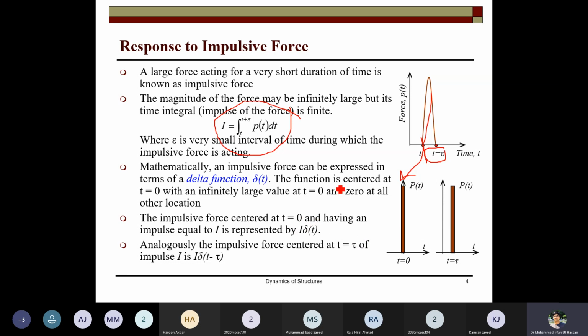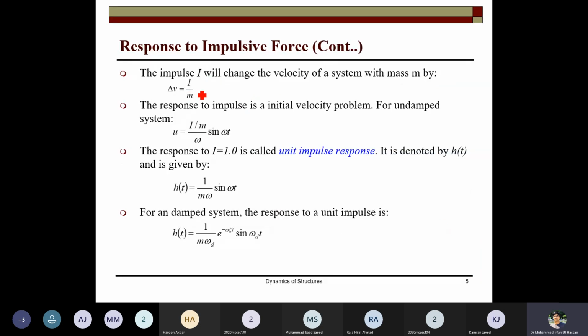So an impulse force centered at t0 and having an impulse equal to I is represented by I delta, the small impulse change. We can solve for the impulse changing in the time t minus tau. Let's say this is the initial time t0, and this is at time t equal to tau. We also know that the velocity in terms of impulse is I over m, and then the displacement can be found as an initial velocity problem for an undamped system.